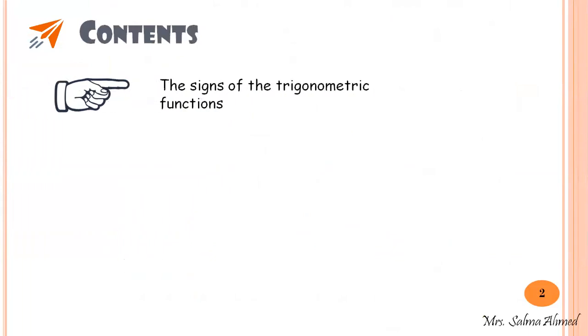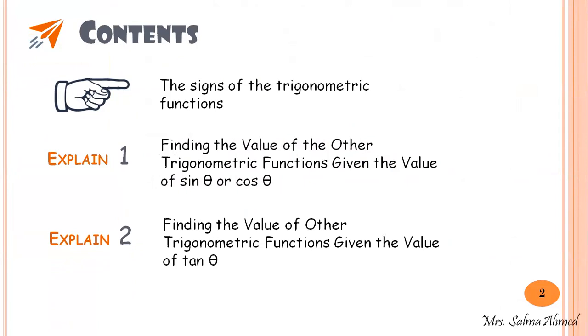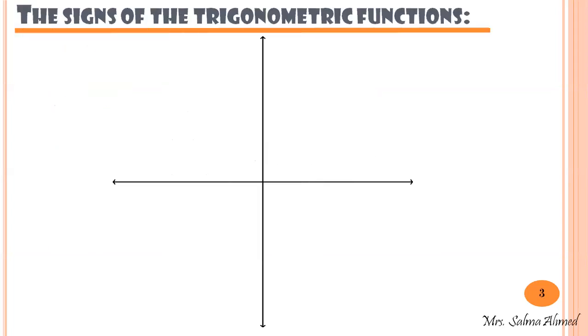We're going to talk about the sign of the trigonometric functions in different quadrants. Explain 1: finding the value of the other trigonometric functions given the value of sine theta or cosine theta. Explain 2: finding the value of the other trigonometric functions given the value of tan theta. Let's start the first idea, the signs of the trigonometric functions in different quadrants.